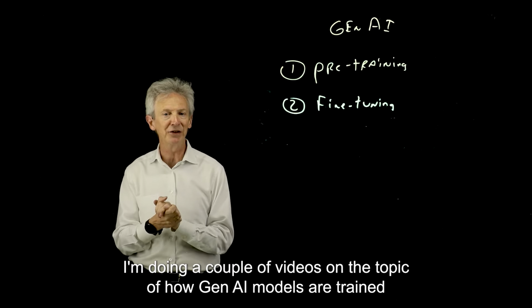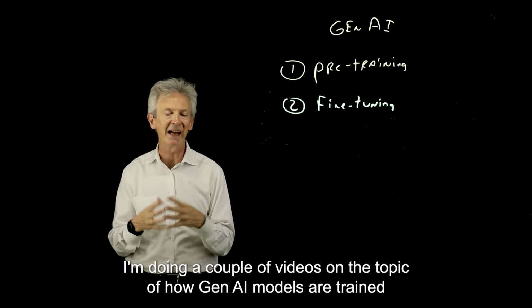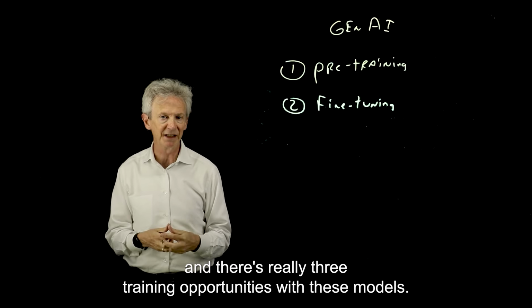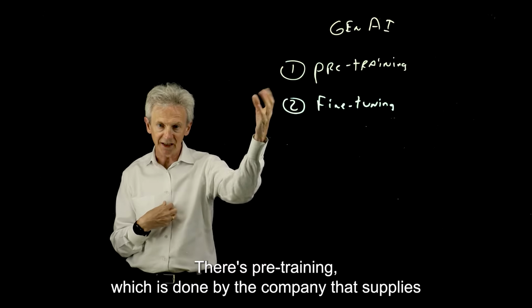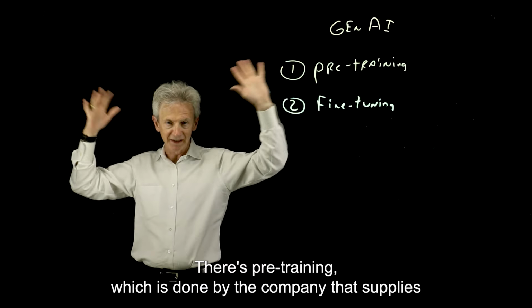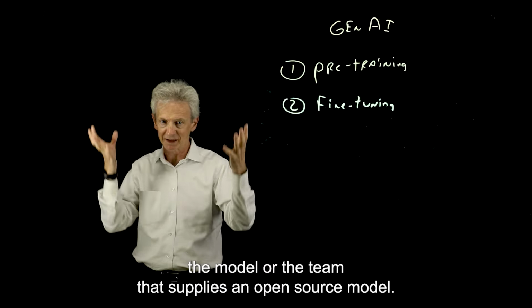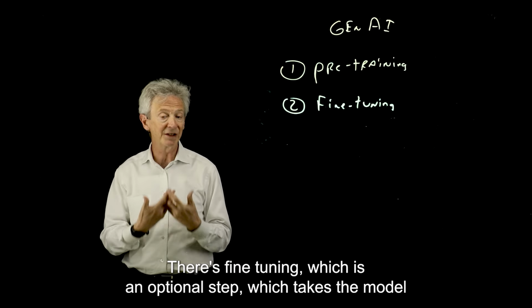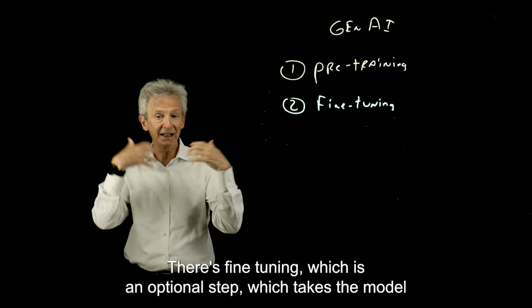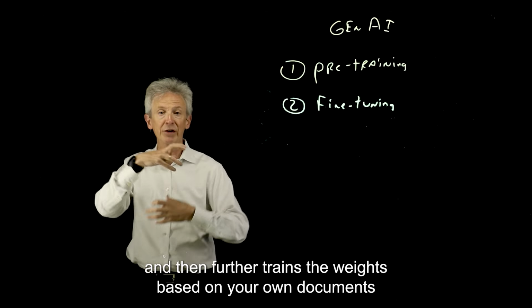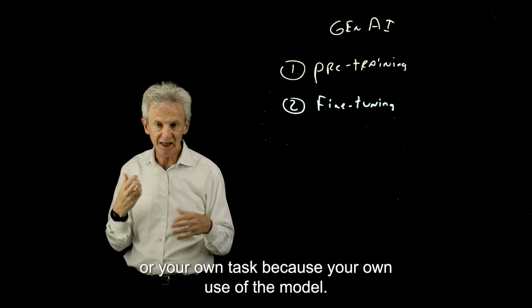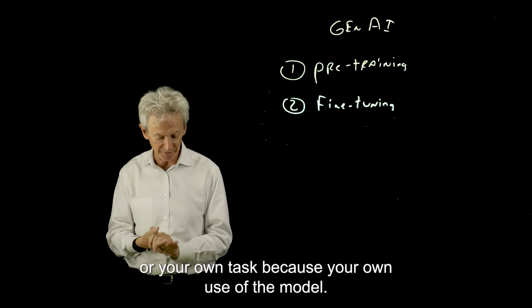I'm doing a couple of videos on the topic of how Gen AI models are trained. And there's really three training opportunities with these models. There's pre-training, which is done by the company that supplies the model or the team that supplies an open source model. There's fine-tuning, which is an optional step, which takes the model and then further trains the weights based on your own documents or your own tasks, or your own use of the model.